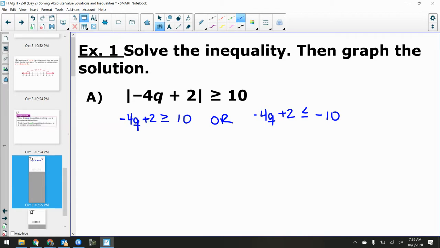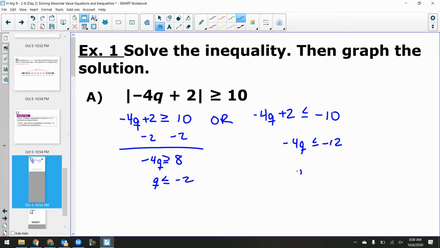Okay, so now let's solve this. We subtract 2 from both sides. I don't need to show all that work, right? Divide by negative 4. Q is less than or equal to negative 2. Don't forget to flip the symbol there, too. We subtract the 2 over to the other side. I get negative 4Q is less than or equal to negative 12. I divide by negative 4. Q is greater than or equal to 3.